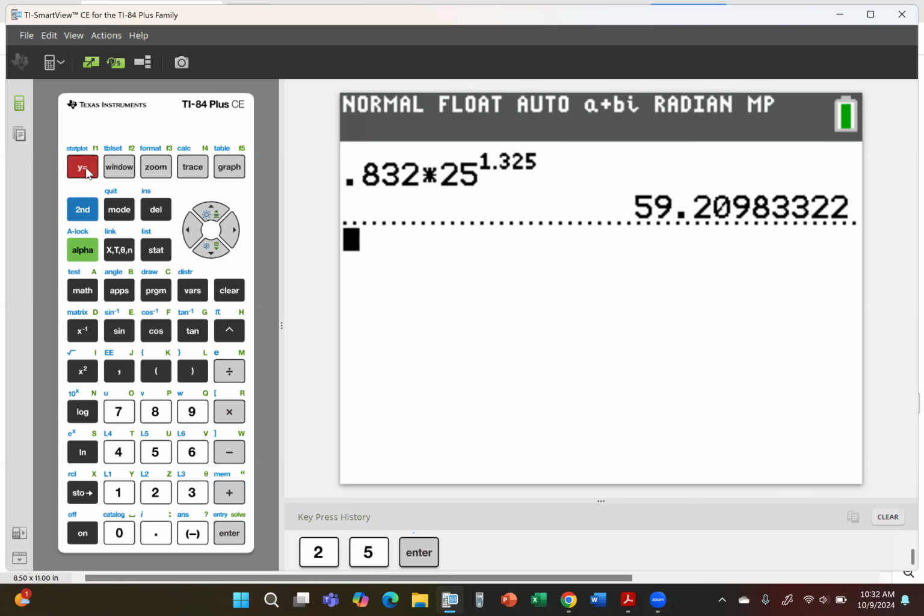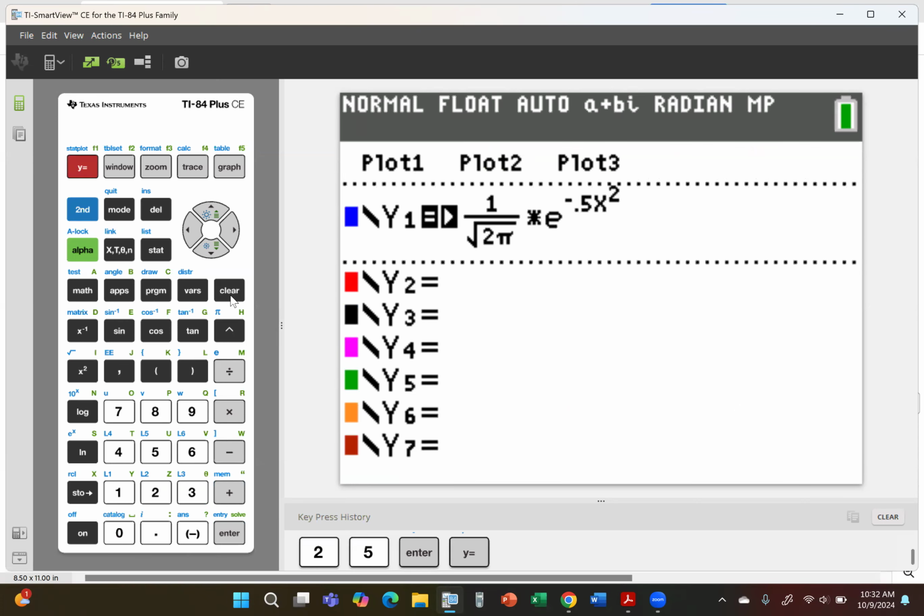Okay, so I'm going to go to my y equals and clear out what I got in there. Isn't that a beautiful equation? Look at that. That is the equation, the function for the normal curve, the normal curve. All right.